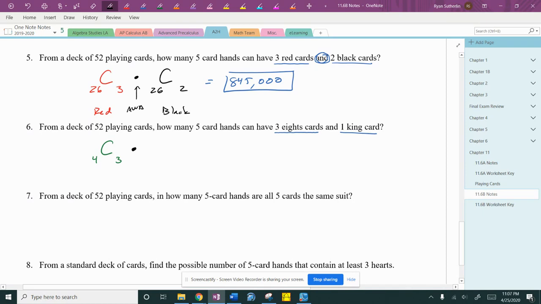Now, we also want a king. There are 4 kings. Out of the 4 kings, we want 1 of those. Now, here's the mistake people make. They stop here. But right now, I've picked 3 eights and 1 king.